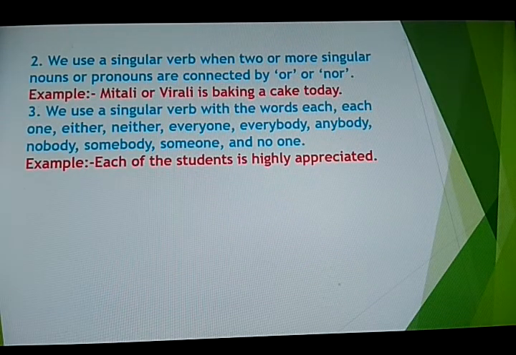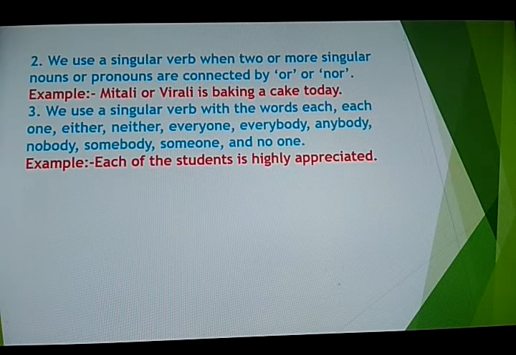Number 2: we use a singular verb when two or more singular nouns or pronouns are connected by or, nor. Example: Mitali or Virali is baking a cake today. You can see the conjunction or, so we are using the verb in singular, that is, is. Mitali or Virali is baking a cake today.